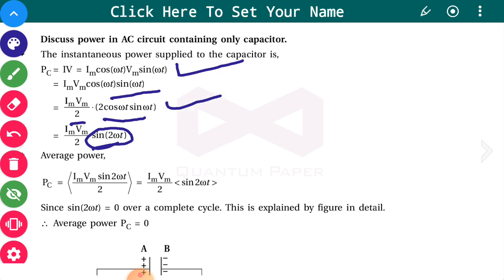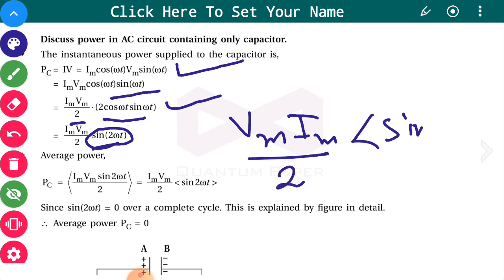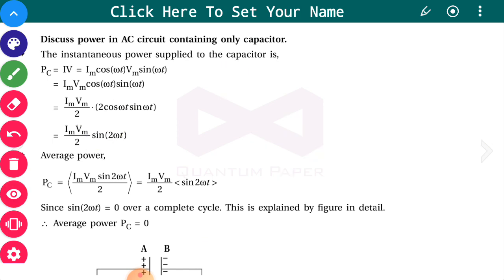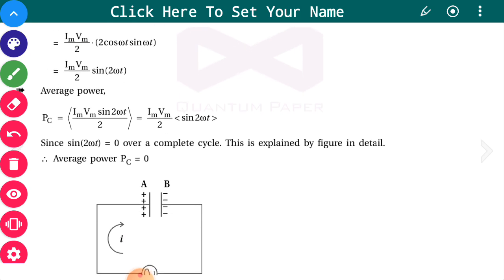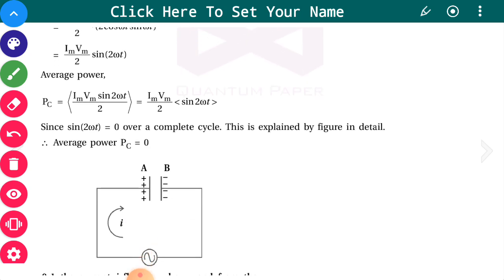Now if you find the average, then the average power is Vm Im divided by 2, all these are constant quantities, times the average of sin 2 omega t over the entire period, which will be equal to 0. So the average power over the entire cycle will be equal to 0. So the average power in this circuit will be 0, as we discussed for the inductor.